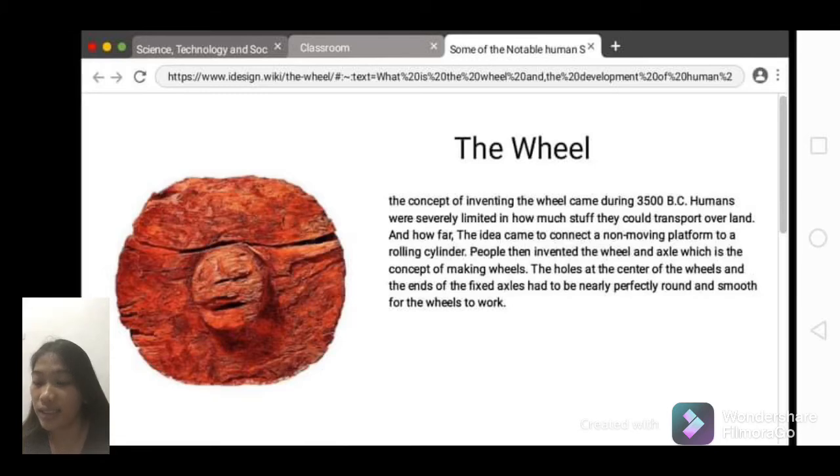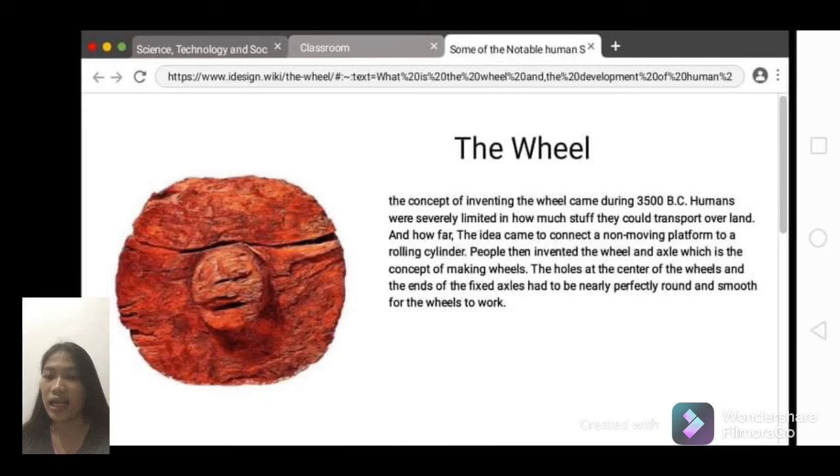The holes at the center of the wheel and the ends of the fixed axles had to be nearly perfectly round and smooth for the wheels to work. So, wheeled carts facilitated agriculture and commerce by enabling the transportation of goods to and from market, as well as easing the burden of people traveling great distances.